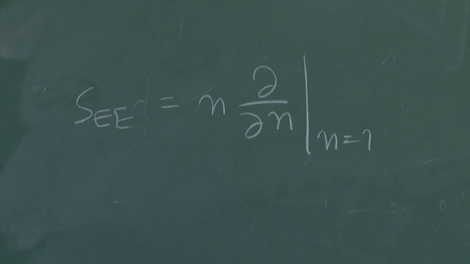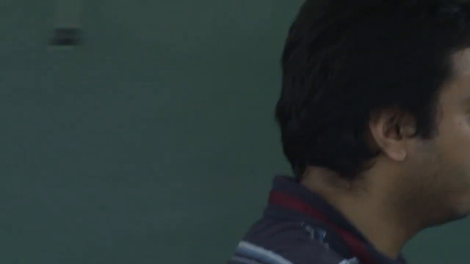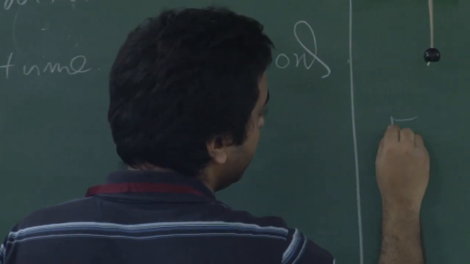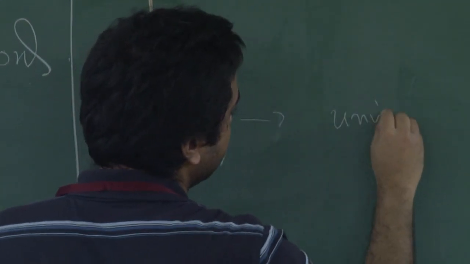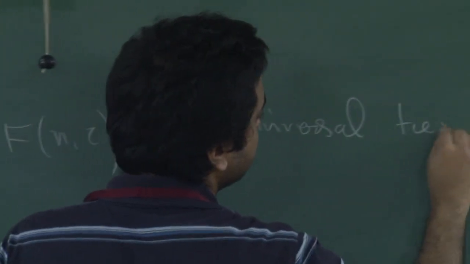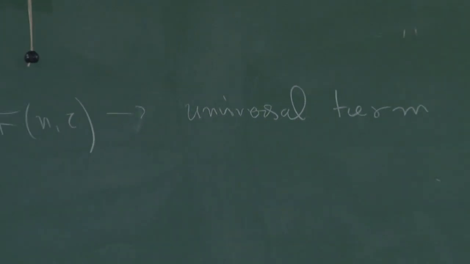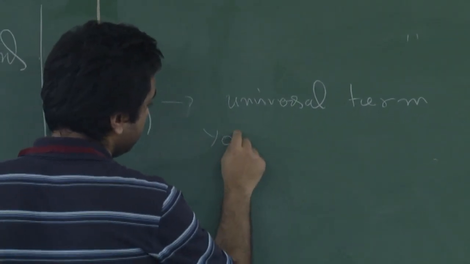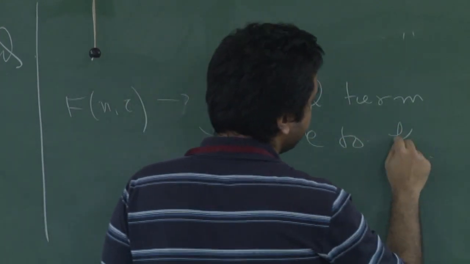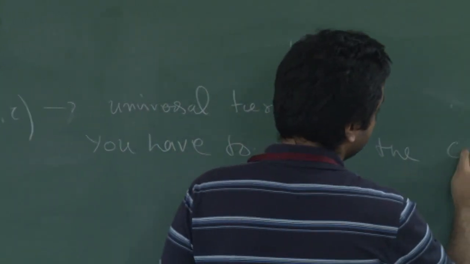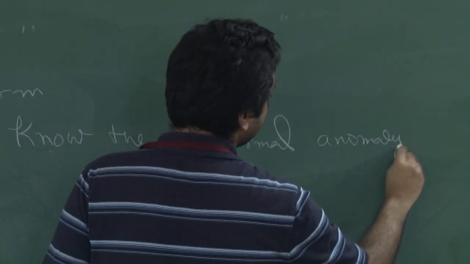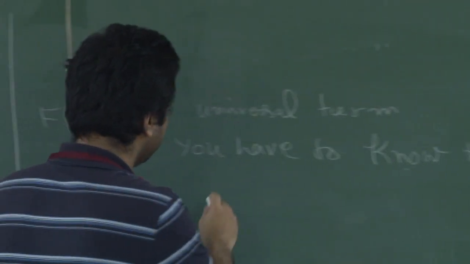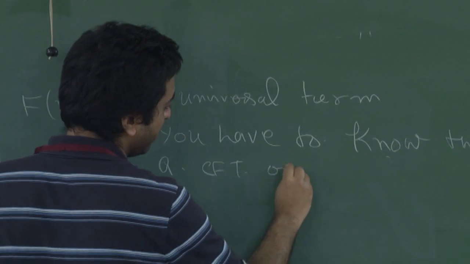Sorry, one thing which is very important, which will actually play a role in 4 dimension, is that when you are writing this dilaton effective action, the universal term of the dilaton effective action, say let's talk about the 2 dimension, there you have to know what is the conformal anomaly of a CFT on the cone.